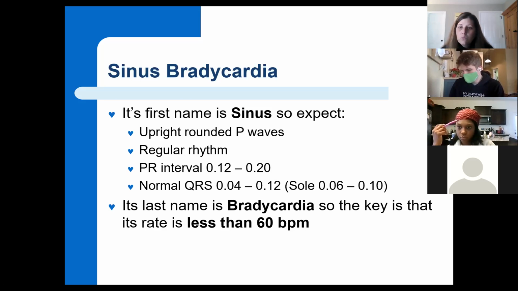But the last name is bradycardia. So that just tells me that it is slower. We know our normal heart rate is 60 to 100. That's what the SA node delivers to us. So bradycardia is going to mean that it's slower than that. It's less than 60. Okay, so you're going to have a P wave and you're going to have a QRS and everything's going to measure correctly, but the overall rate is going to be slow.